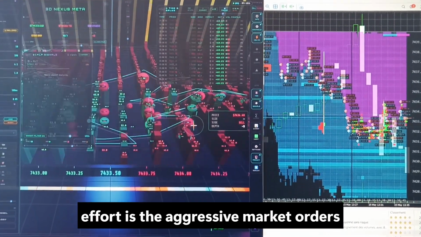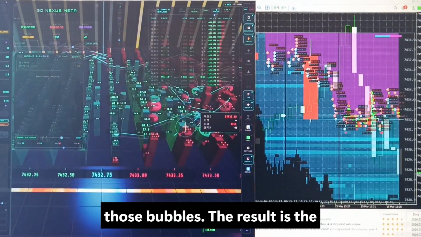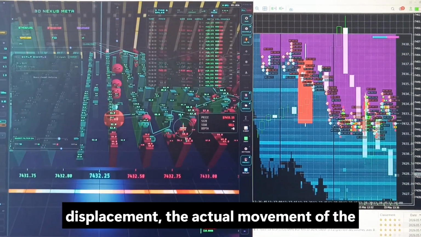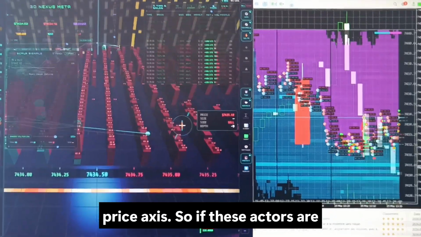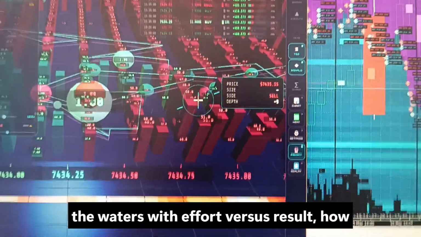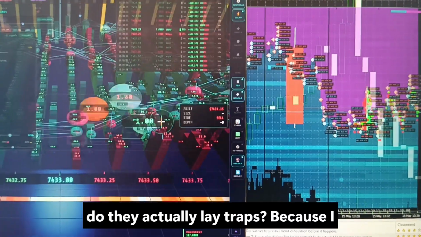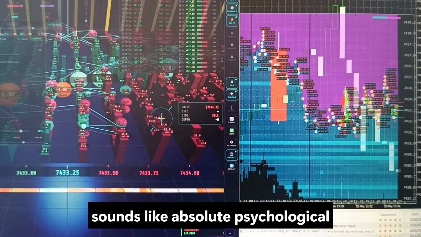The effort is the aggressive market orders, the physical volume and size of those bubbles. The result is the displacement, the actual movement of the price axis. So if these actors are constantly probing each other, testing the waters with effort versus result, how do they actually lay traps? Because reading the source material, it sounds like absolute psychological warfare out there.